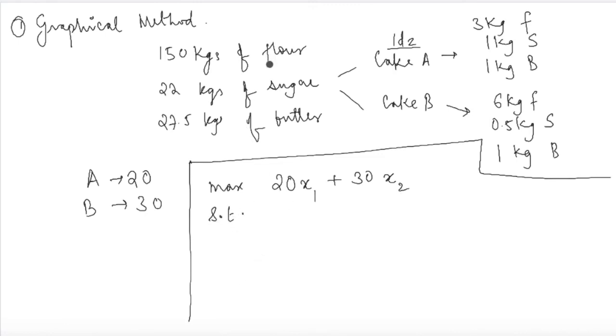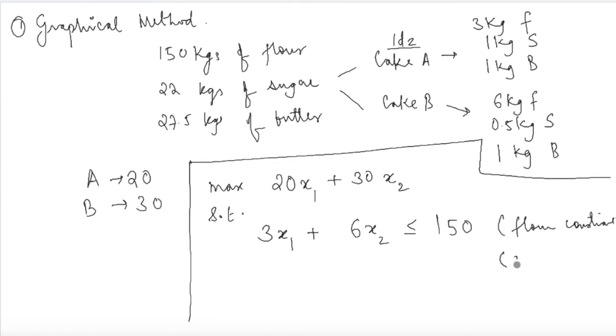So the constraints will be stated for each of the resources. The first resource is flour. So he requires 3 kilograms of flour to produce 1 dozen of cake A. So x1 dozen of cake A को produce करने के लिए 3 into x1 flour required होगा. Similarly cake B के लिए 6 kilograms required है for 1 dozen of cake B. So x2 dozens of cake B के लिए 6 x2 amounts of flour will be required, and the total amount of flour that the baker can use in producing cake A and cake B has to be less than or equal to 150. So you have an inequality constraint here. This is called the flour constraint.